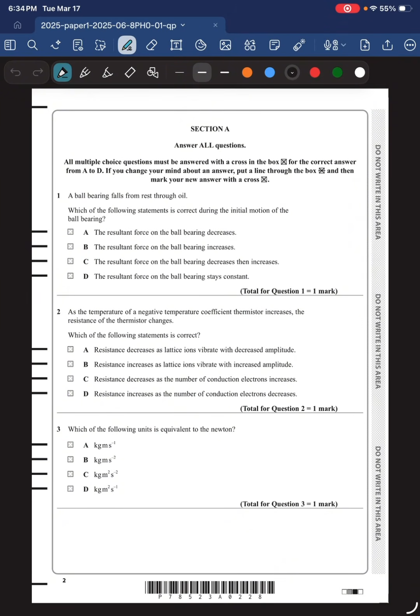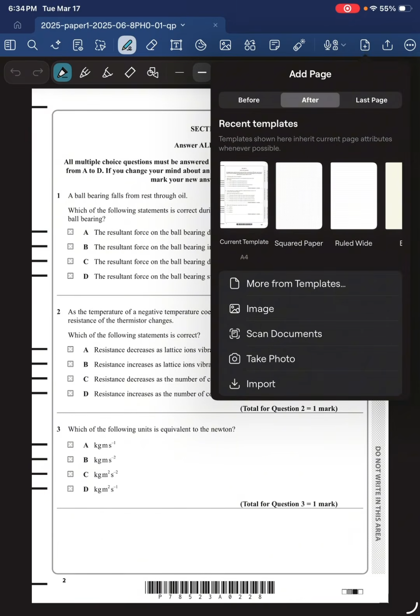A ball bearing falls from rest through oil. Which of the following statements is correct during the initial motion of the ball bearing? A, the resultant force on the ball bearing decreases. Okay, so first of all, to answer this, we have to draw a free body diagram. Let's use a clean page. So this is the ball bearing, and let's say it falls through some oil. What are the forces on this ball bearing?